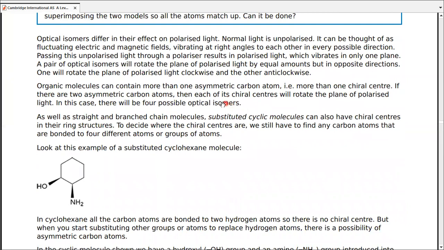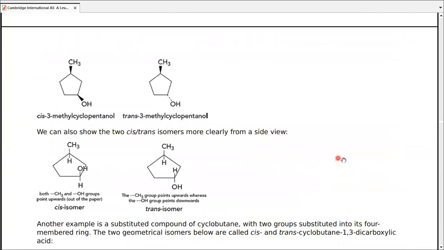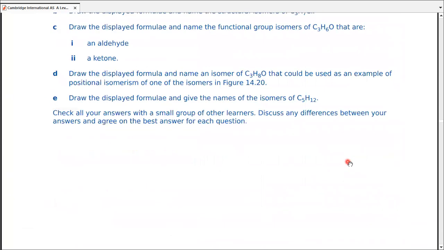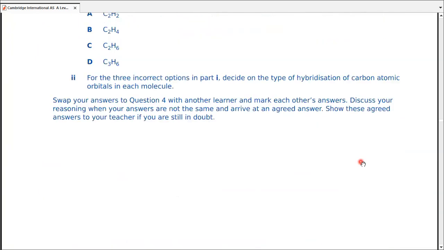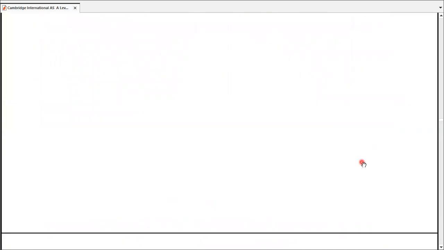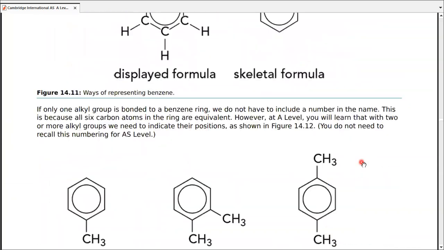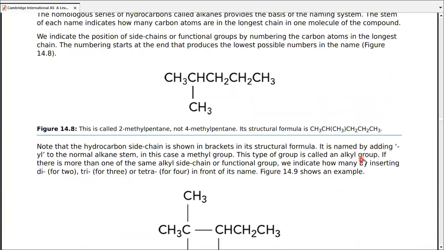So organic molecules can contain more than one asymmetric carbon atom, and this line is very important. More than one chiral center if there are two asymmetric carbon atoms present. Now, this we need to practice. And I am going to take you a few pages back in order to practice it. I usually tend to practice it on a very big molecule. There is one up top that we can use to our advantage. I guess I'll find it up there.